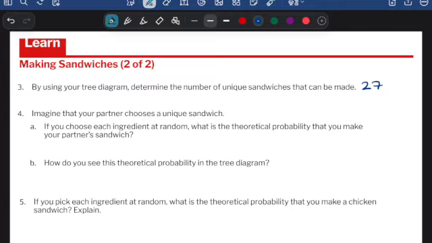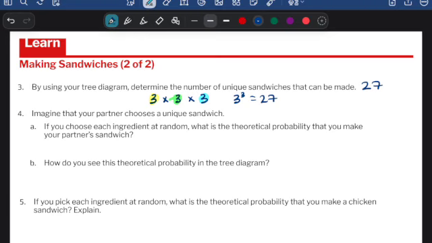Do you recognize the relationship between that? I have 3 stages, and each stage had 3 different outcomes. So stage 1 had 3 possible outcomes. Stage 2 had 3 possible outcomes. Stage 3 had 3 possible outcomes. What is 3 cubed, or 3 to the 3rd power? It equals 27.